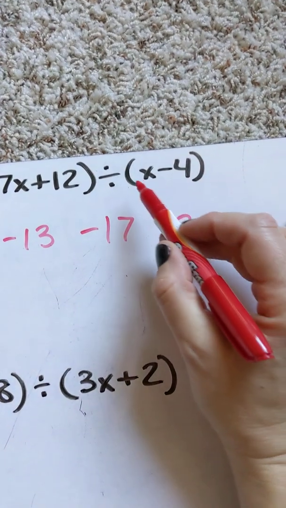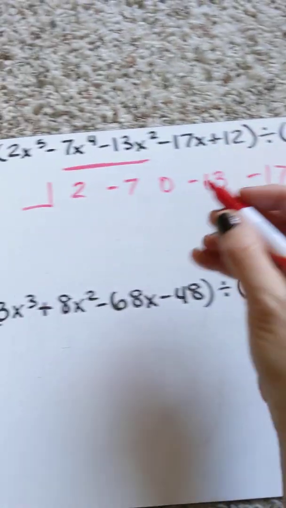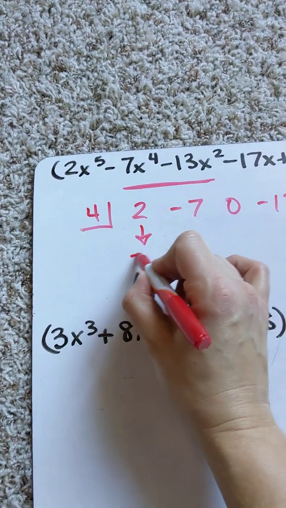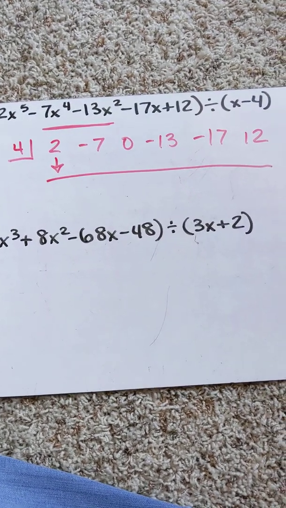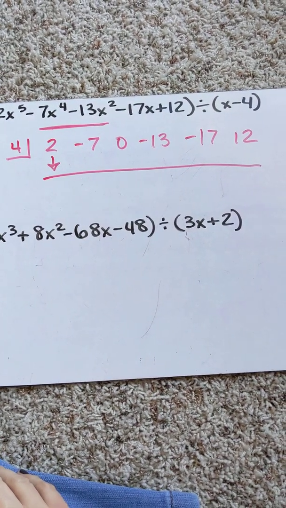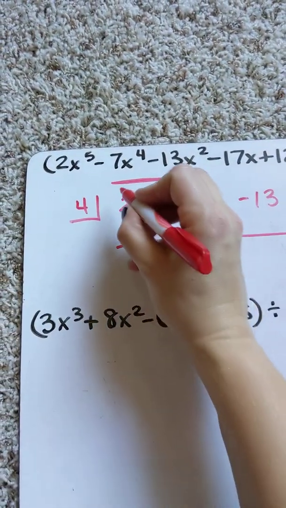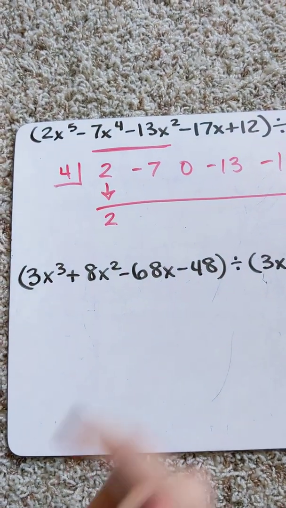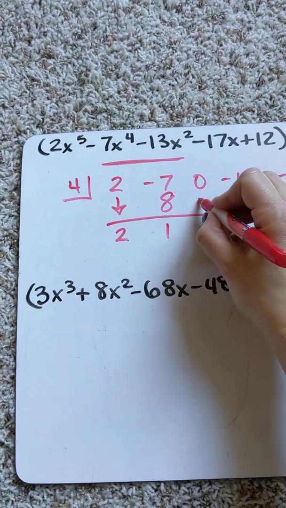Okay, and remember, if it says x minus 4, the number that you're going to divide by is positive 4. And again, you should probably write down at least one of these with me so that you have them to look back at in your notes later. So, first thing, this is what some people forget. Drop that first number. Then multiply and add, and just keep continuing that process.